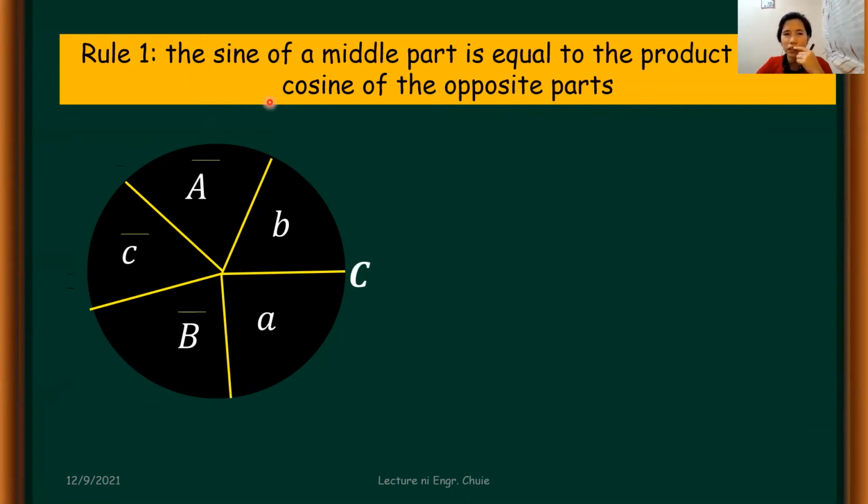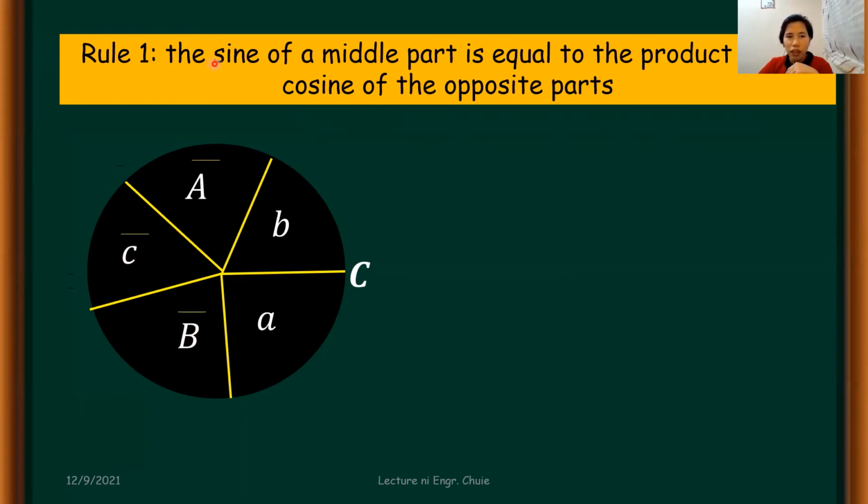Okay, so let's go back to the rule. The sine of the middle part is equal to the product of the cosine of the opposite parts. Since in our spherical triangle, we all know that C is always equal to 90 degrees, or either one included angle is equal to 90 degrees. So let's say in the spherical triangle, the values of B and A are given, and therefore the right angle C is also given. What if we need to find the value of A, the value of C, and the value of B?